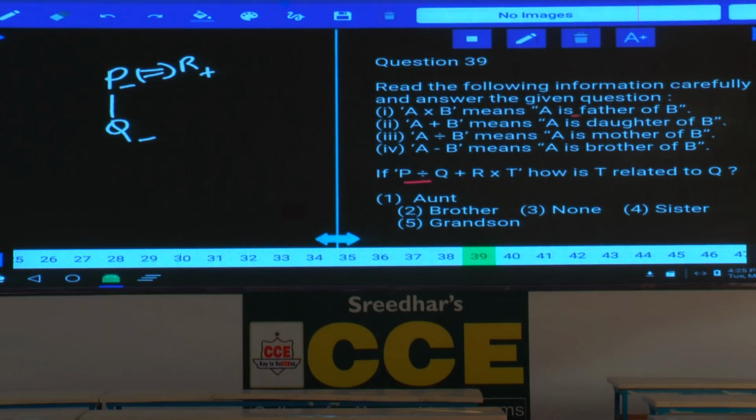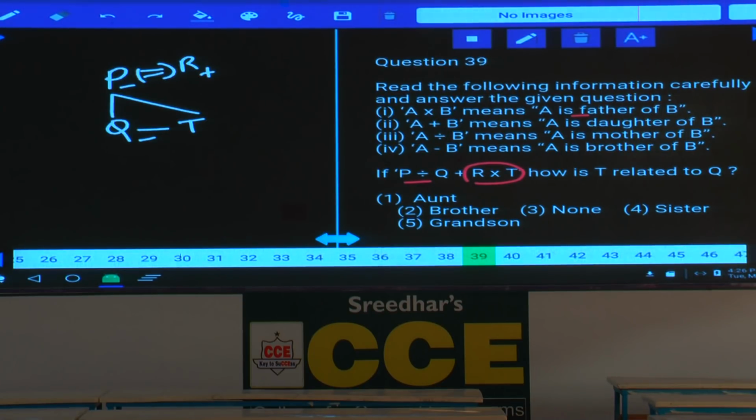R into T. R is the father of T. Now this R is the father of whom? T. And this P and R are the parents of Q and T. Then how is T related to Q here? R into T is, R is the father of T.